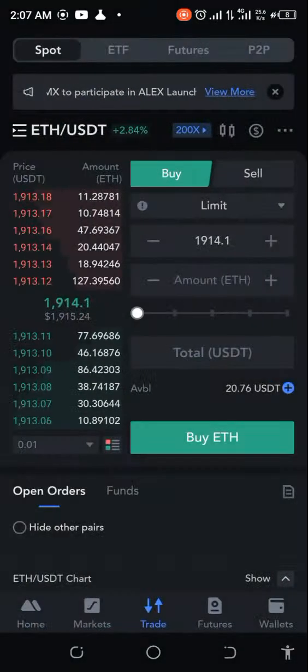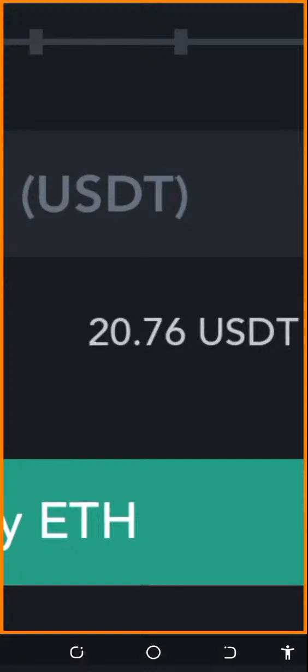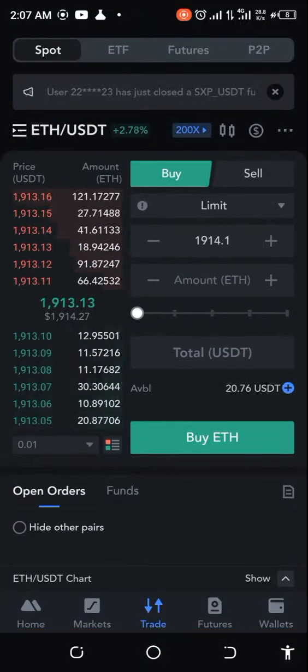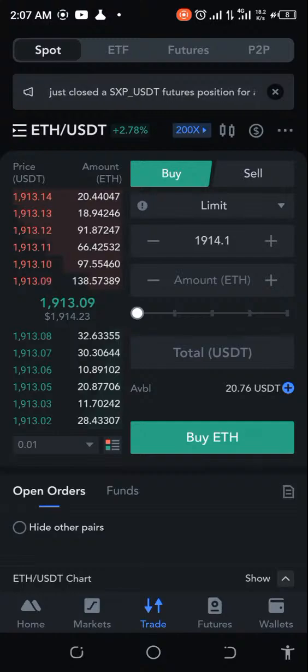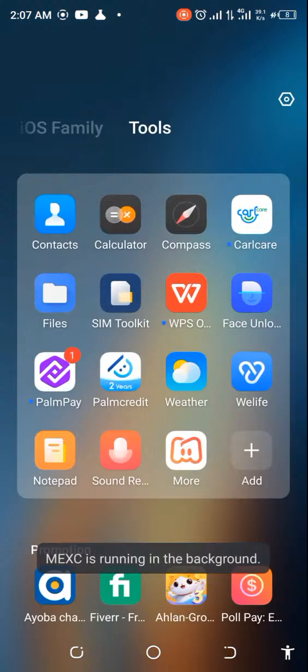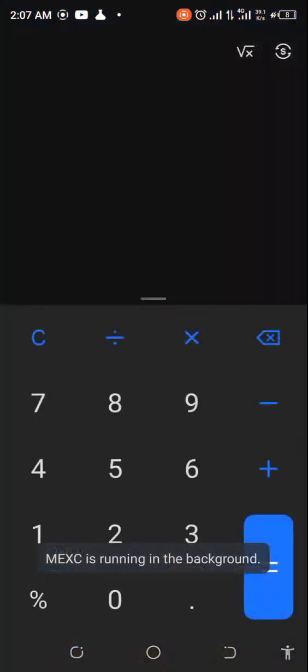Let's check what we have. Yeah. Can you see that we have 20.76 USDT? That means, because don't forget that we started out with 20.60, even though it only picked up 20.59. So let's just go to our calculator and do the mathematics, okay?